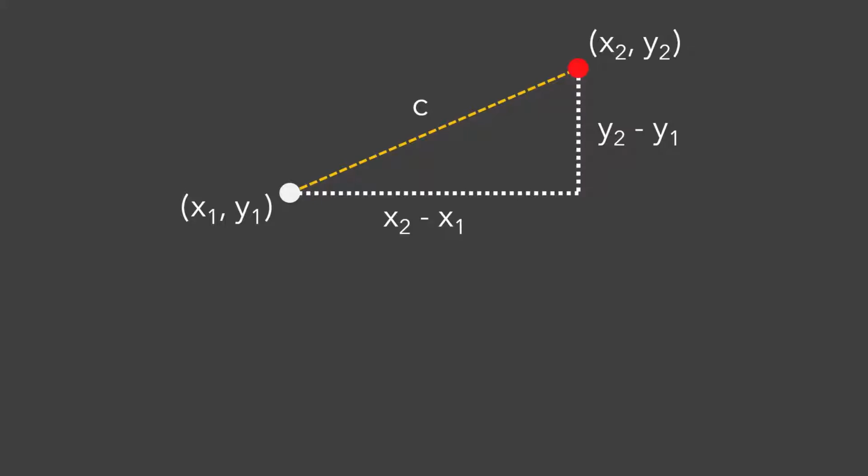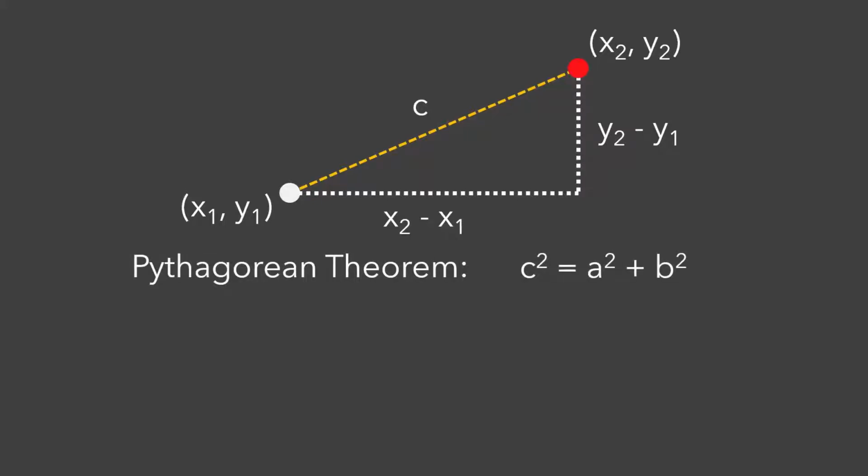And in school, we learnt a very handy formula or theorem for working out the hypotenuse, which was the Pythagorean theorem, where c squared is equal to a squared plus b squared, where a and b are the other two sides of this triangle. So if we take the square root of both sides of the Pythagorean theorem, we can rearrange it to give us just c, and that's what we wanted all along.